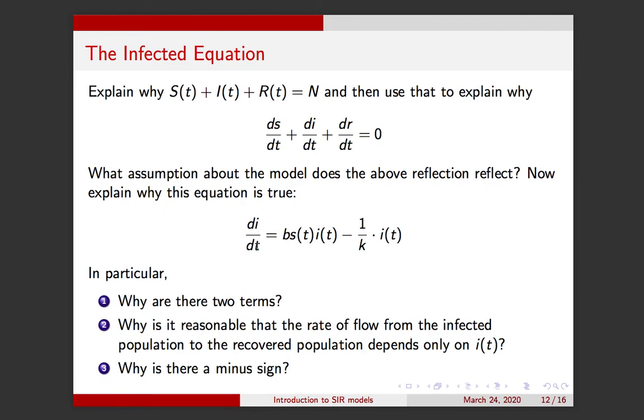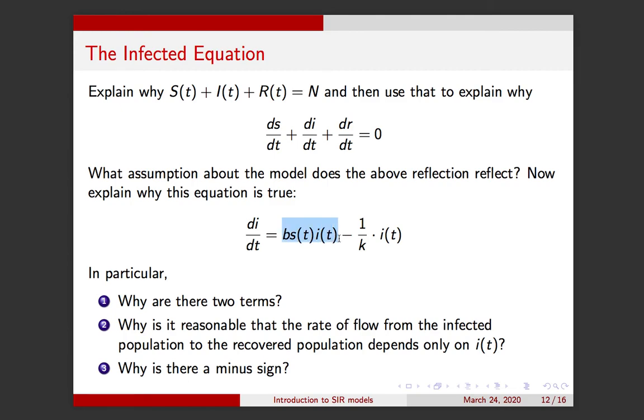Now, if you want di dt, what do you do? You substitute in for ds dt, right? Oh, sorry, you don't just substitute straight in, right? You substitute in and then subtract over. So di dt is what? It's negative ds dt minus dr dt. So that's why the signs are swapped.